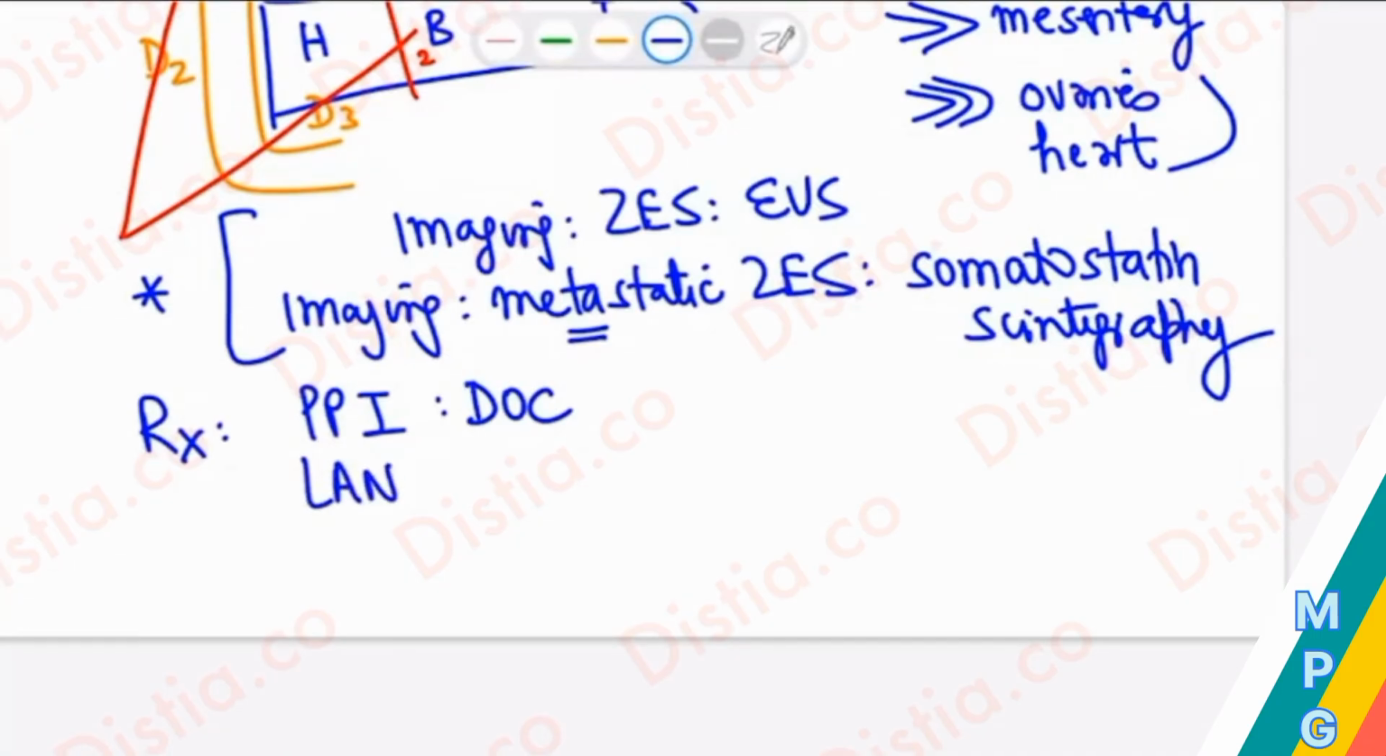Along with this, I will be utilizing a bit of physiology. You are aware that somatostatin is the inhibitory hormone of the GI tract. So I can be using here lanreotide.